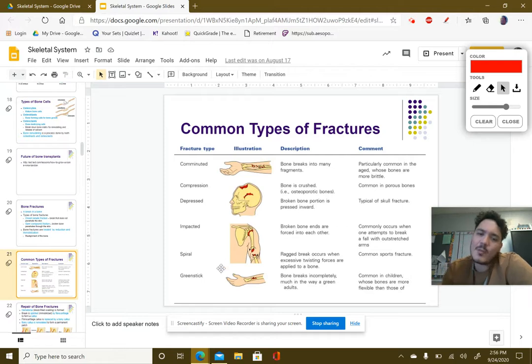Okay, regarding the common types of fractures, I'm not expecting you to learn all of this. More than anything, can you identify the name of the fracture and what it looks like? That's the big thing for me. So let's start with the top. Comminuted fracture. A comminuted fracture is what you see here. A comminuted fracture is going to be a bone break that creates many fragments. So you see a lot of these little pieces.